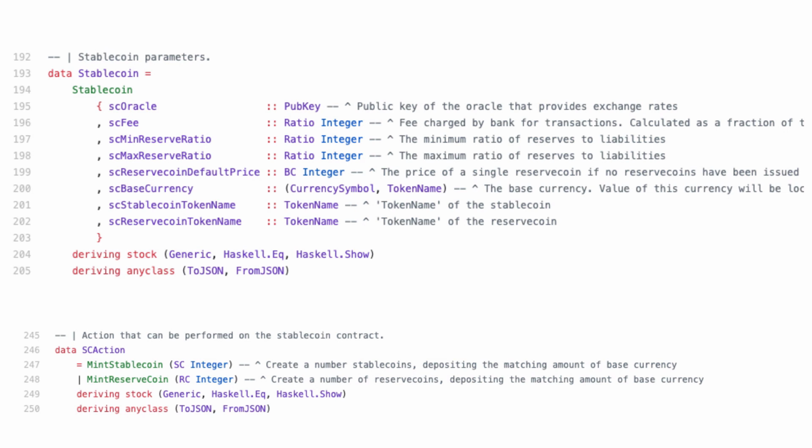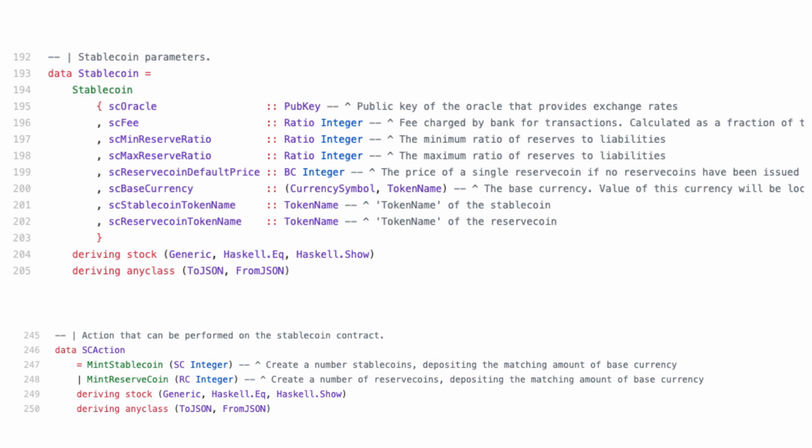Here you can see the parameters of the stablecoin. You can see that you have the minimum and maximum reserve ratios. You have the percentage fee that is charged in every trade. You have the base coin, the base currency that is used for the reserves. And down there in the slide, you can see the actions that are allowed. And you can see there just two actions, right? Mint stablecoin and mint reserve coin.